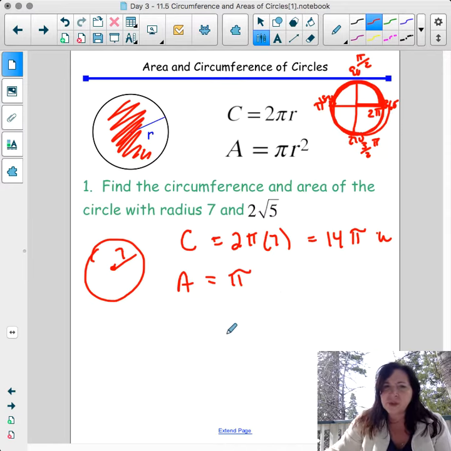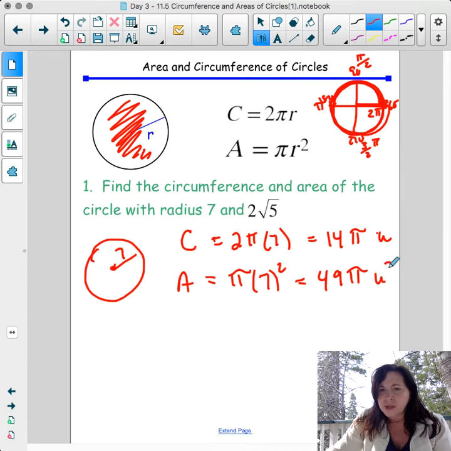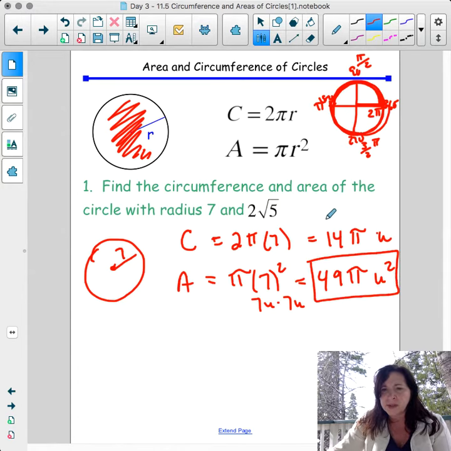This looks like we have two separate questions. So this one, pi r squared, which is going to be 7 squared. So that's going to be 49 pi units squared, because it's 7 units times 7 units, which is 49 units squared. So this is the area right here, and this is my circumference, which is just 14 pi units because it's 7 times 2.